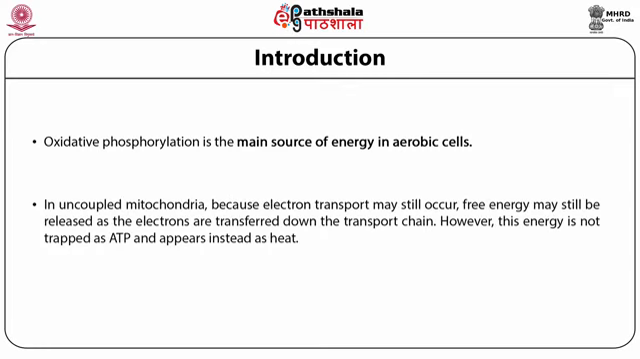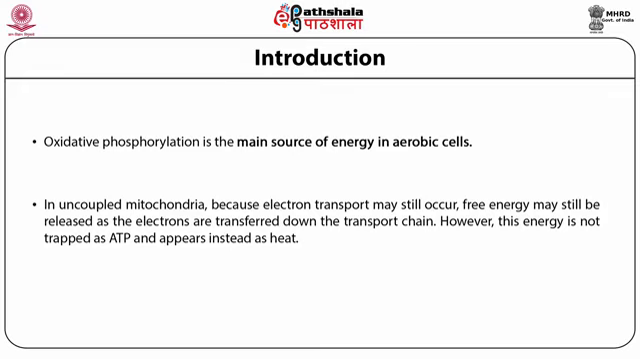In uncoupled mitochondria, because electron transport may still occur, free energy may still be released. Over here, the electron transport is not coupled with ATP synthesis. So, the electrons are transferred down the transport chain. However, the energy is not trapped as ATP.